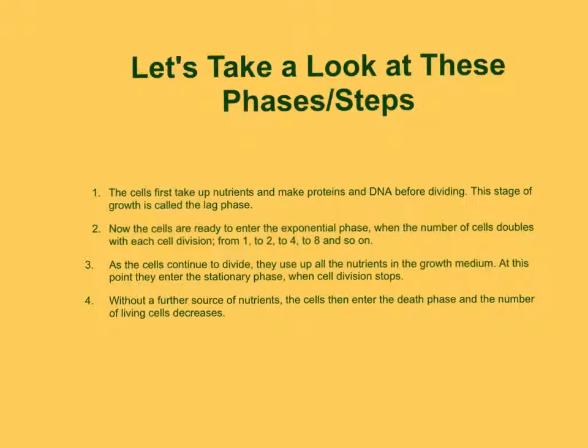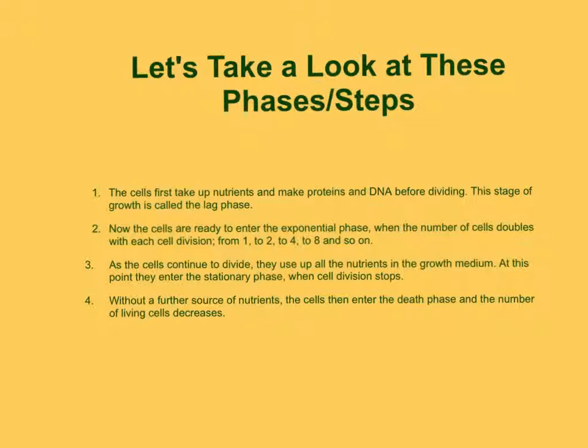Now the cells are ready to enter the exponential phase, where the number of cells doubles with each cell division, from 1 to 2 to 4 to 8 and so on. As the cells continue to divide, they use up all the nutrients in the growth medium. At this point, they enter the stationary phase, when cell division stops.